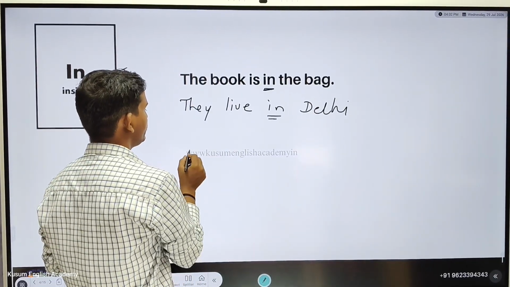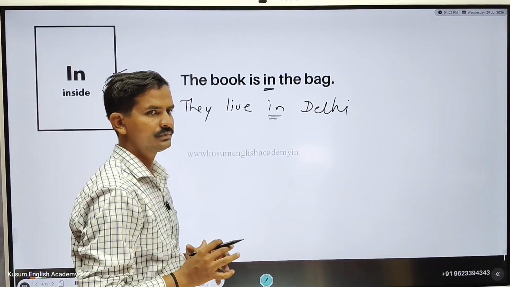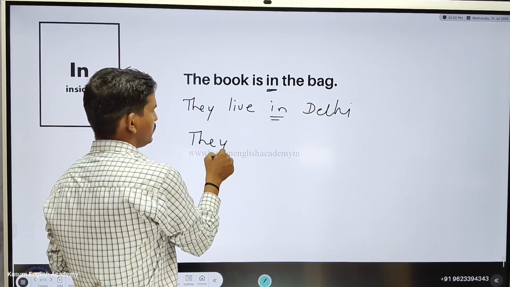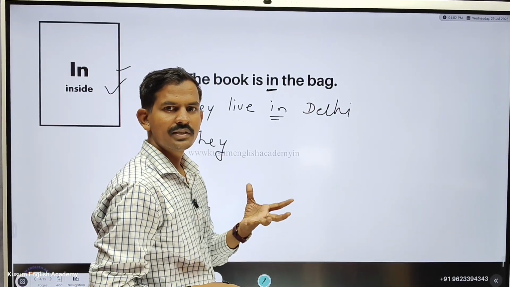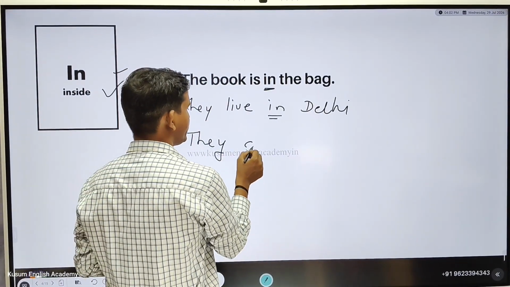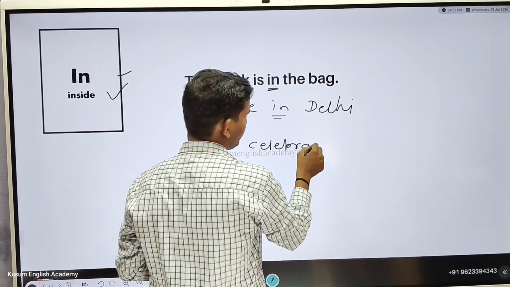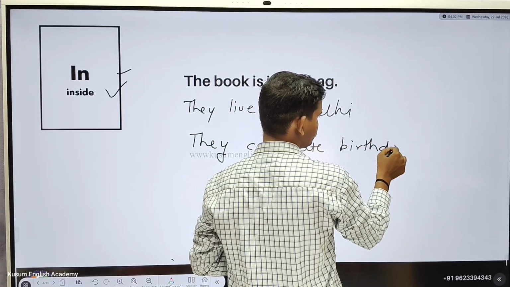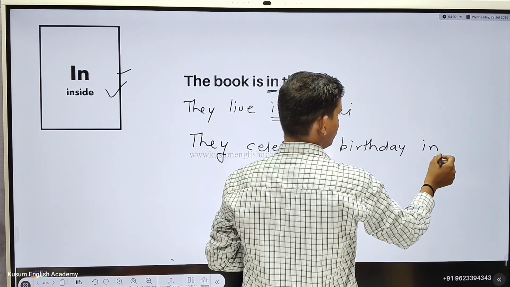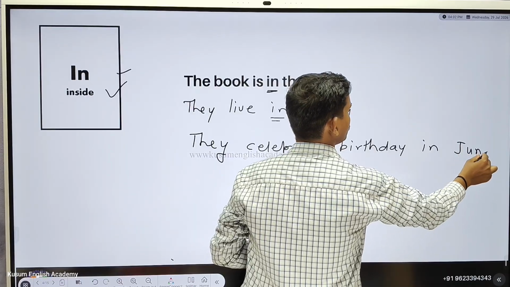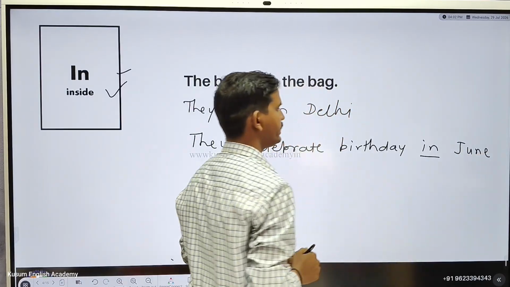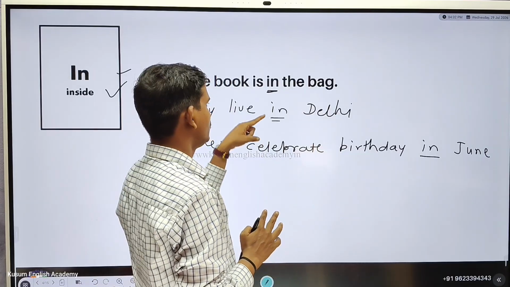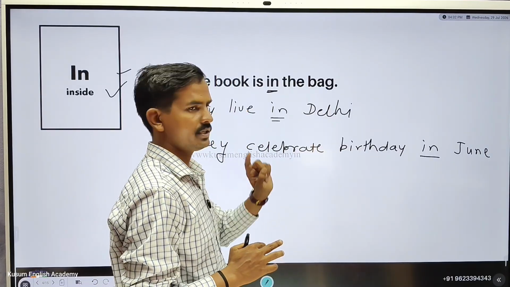Apart from this, "in" is also used to show time. Mostly it shows months, years, seasons, like that. For example, they celebrate birthday in June. So here you can see "in" is helping us to denote the month. So "in" can be used to show places and time as well.